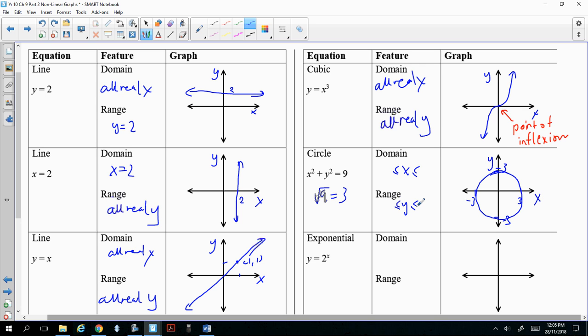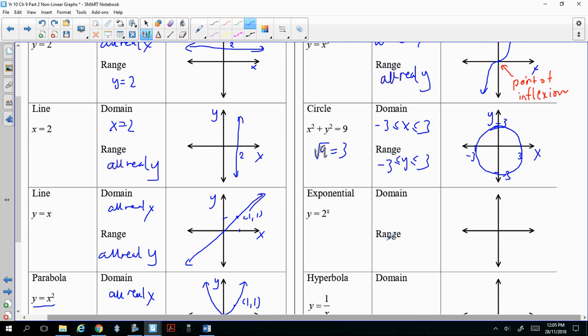So James, what's the domain? Have a look at the graph. What are the possible x values? Between negative 3 and 3. And then Grace, what's the range? Okay, next we're going to look at the exponential.